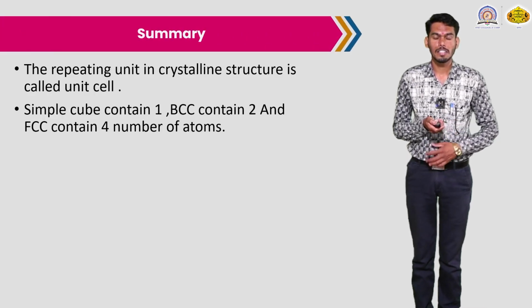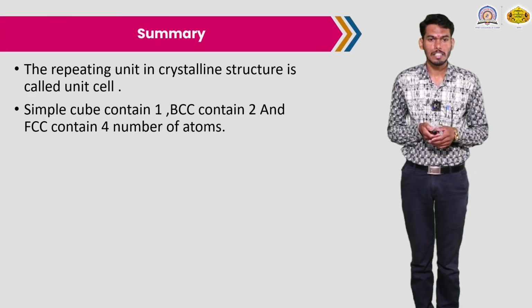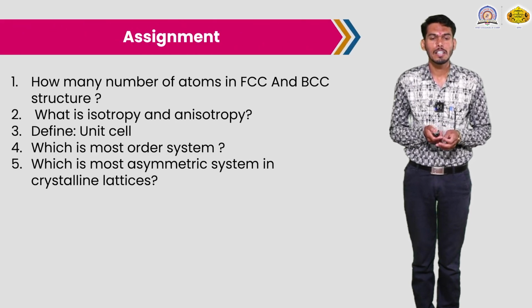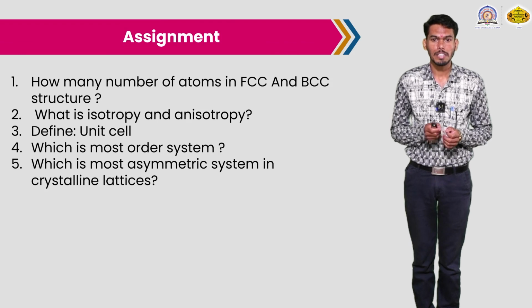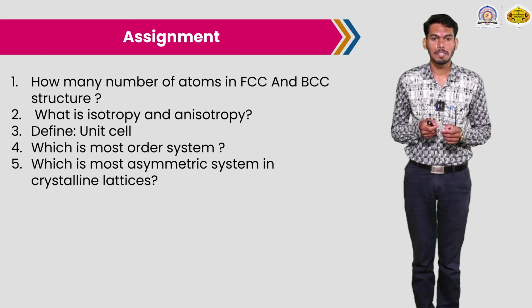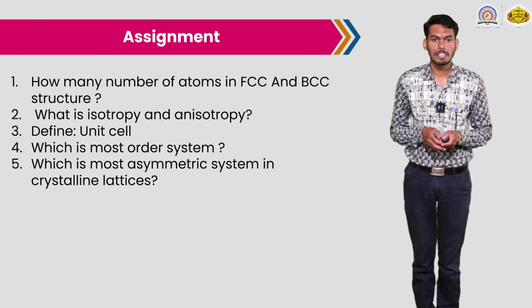So we have discussed all of this in this lecture. As an assignment for you: how many atoms are in the FCC and BCC structures? What are isotropy and anisotropy? What is the definition of a unit cell? Which is the most ordered system, and which is the most asymmetric system in the crystal lattice? We will see you in the next lecture.